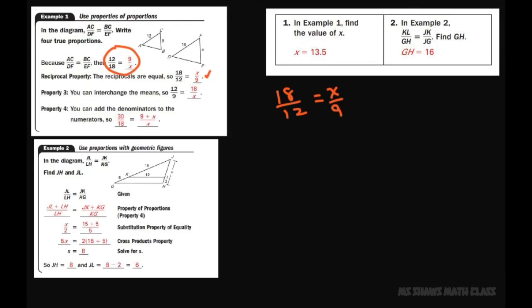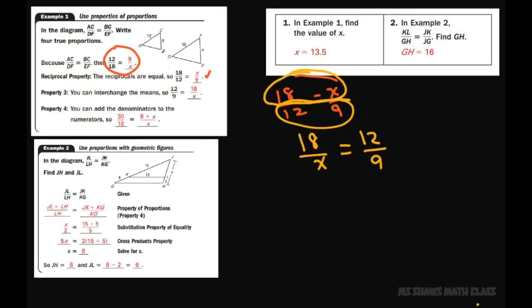Property 3 is they interchange the means. So they wrote these two go together and these two go together. So they just changed the vertical versus the horizontal. So we can write 18 is to X as 12 is to 9.